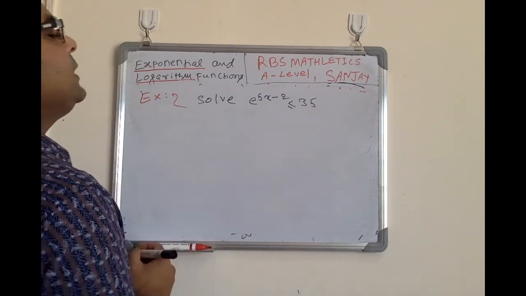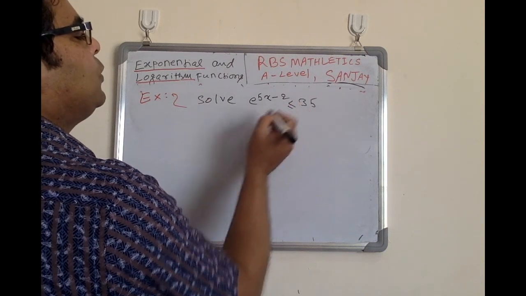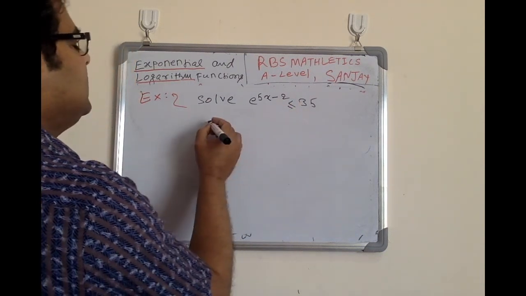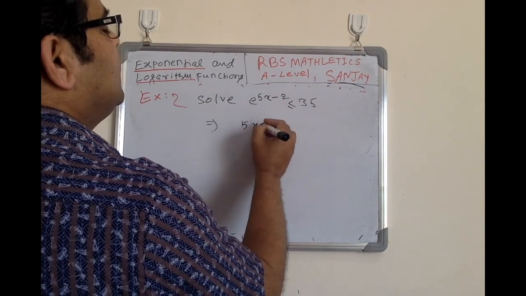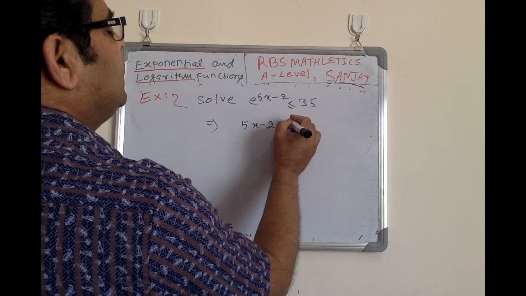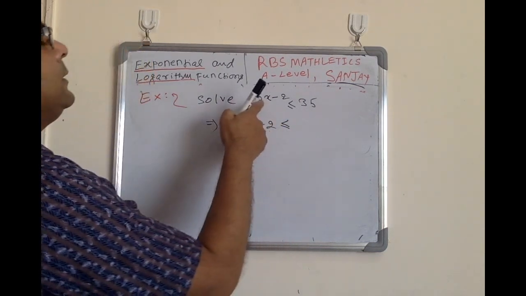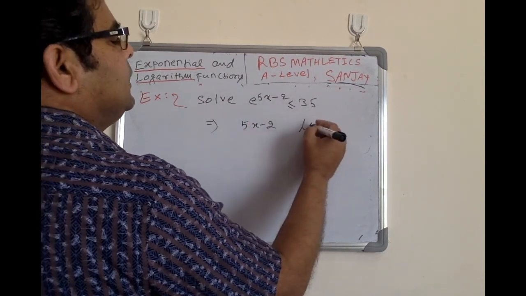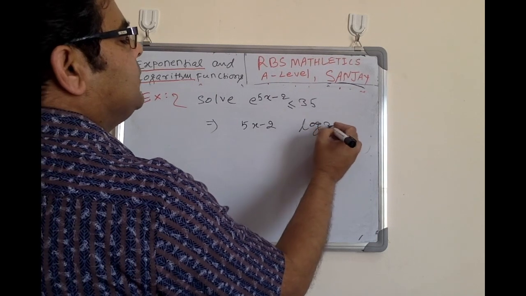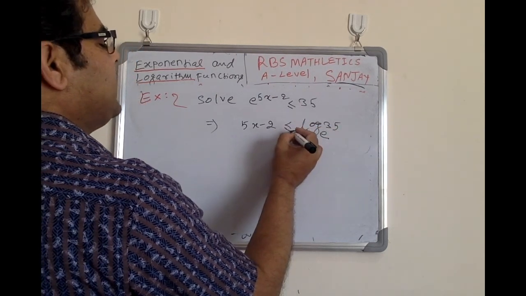So how do we do this actually? In this case, for a while suppose this is the equal sign. If you treat it like this, what happens? Here, 5x minus 2 is less than or equal to, so 5x minus 2 is the log of this number 35 to base e, and the sign remains as it is.